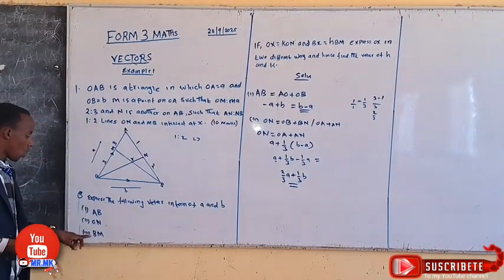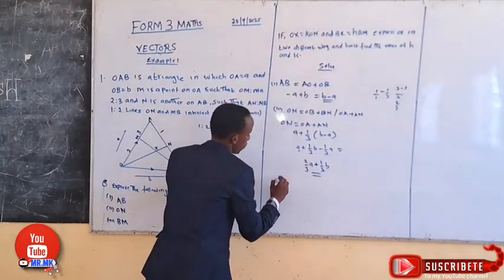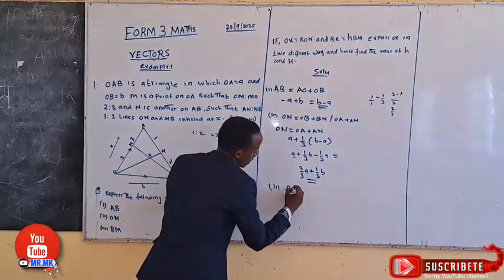Let's move to Roman 3, BM. BM, let's solve for Roman 3.